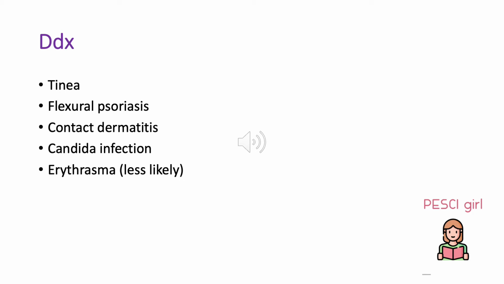So we can ask the patient if he has been using a kind of shampoo or a cleaner or a new material shorts or pants. Another differential diagnosis is candida. Candida is especially important in this patient because he has diabetes and he is also obese.